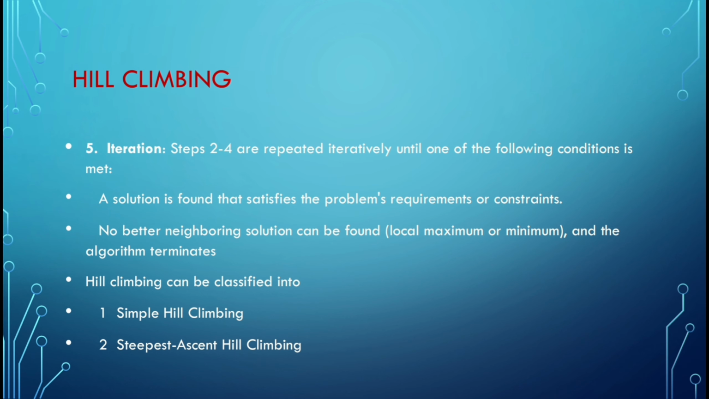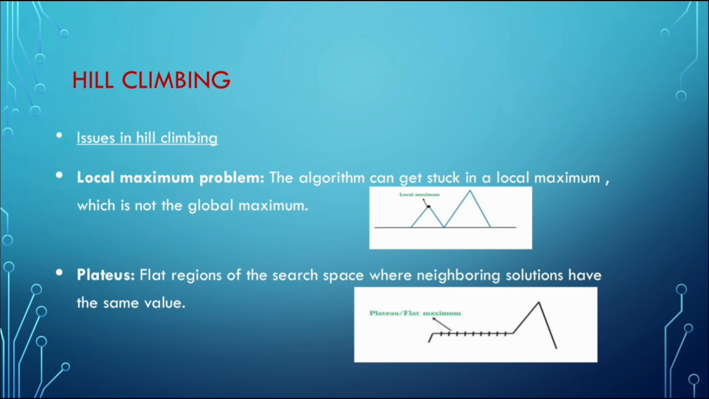The conditions are: a solution is found that satisfies the problem's requirements or constraints, or no better neighboring solution can be found, and the algorithm terminates. Hill climbing is classified into two types. They are simple hill climbing and steepest ascent hill climbing.